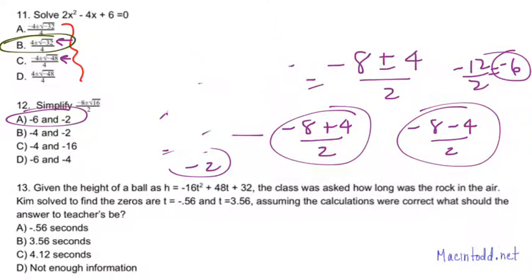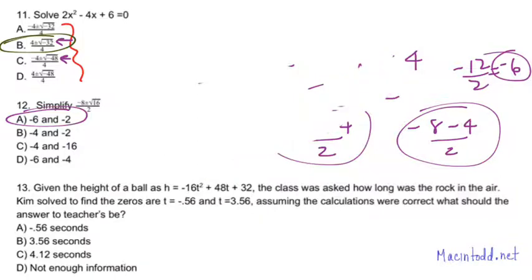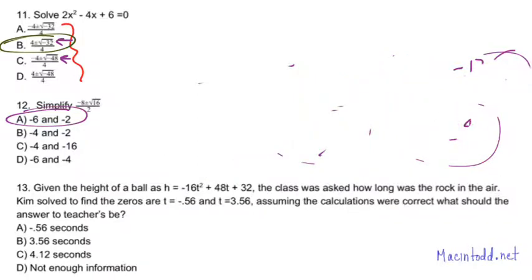Number 13. Given the height of a ball, and they give us an equation for it, how long will it be in the air? Kim solved it and found these two zeros. Assuming your calculations are correct, which should be the answer? Think about this.